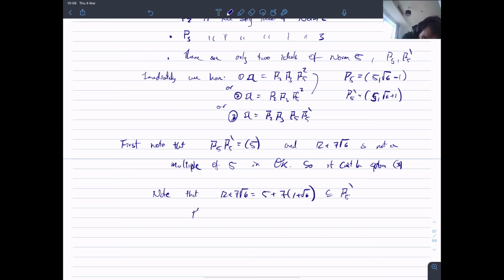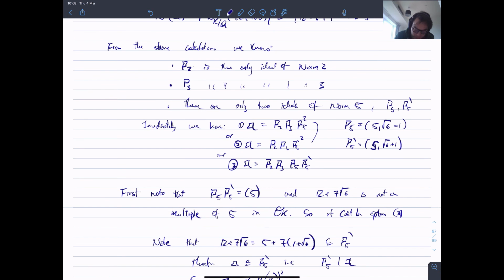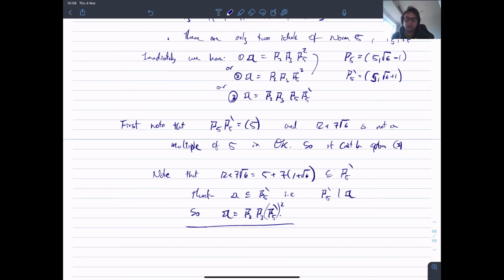Therefore A is contained in P5 primed, i.e. P5 primed divides A. Remember, division and inclusion swap around. So what we have is that this ideal factors as P2, P3, P5 primed squared. That was the option, right? P5 primed showing up twice. And so this is a factorization. This is how you do it for more general types of ideals.